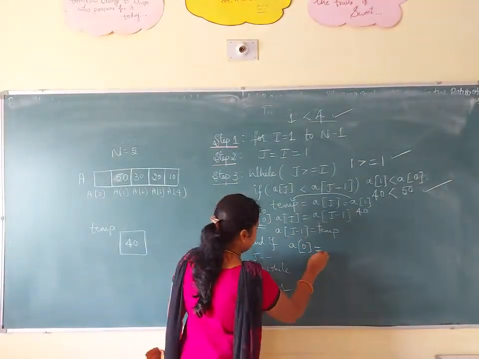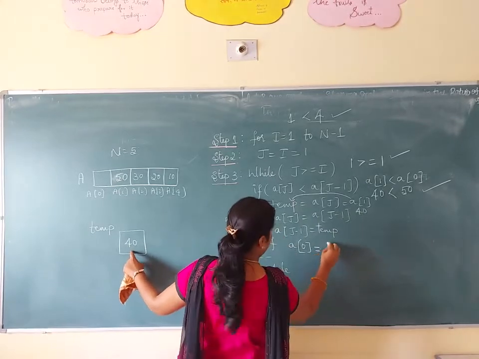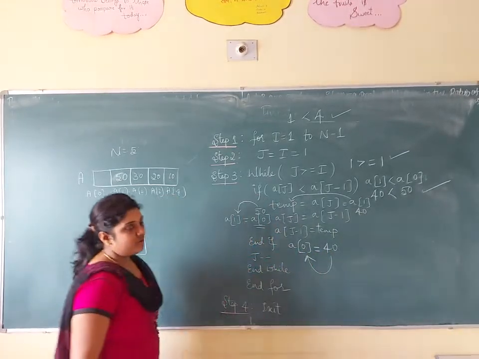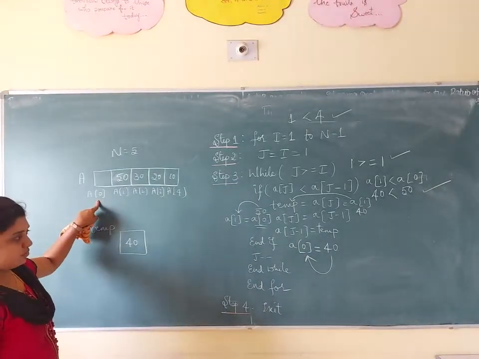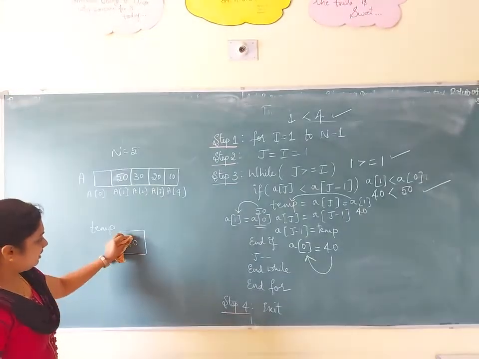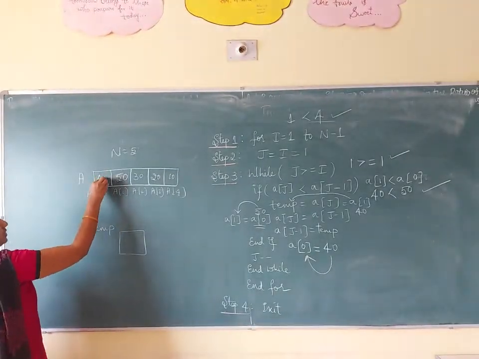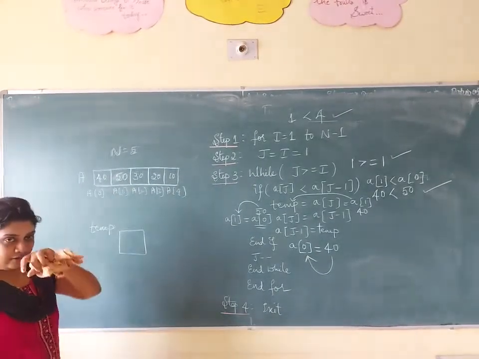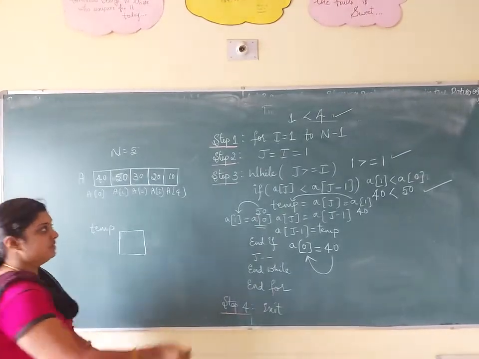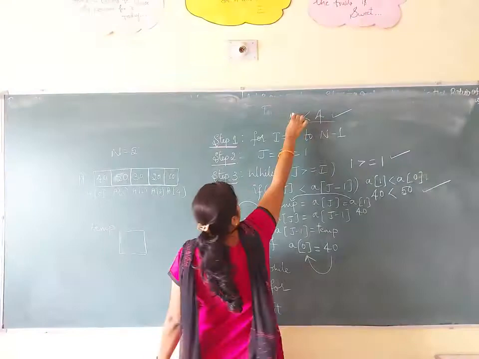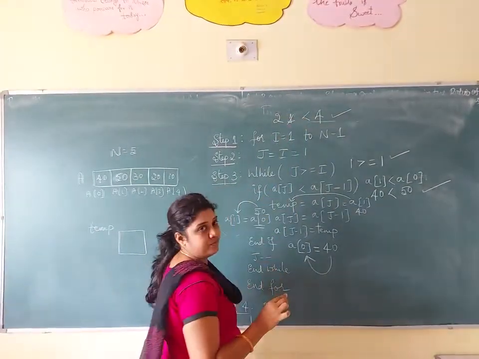Next, A of J minus 1, that is 1 minus 1, you will get 0. It is equal to, see, in temp we have a value that is 40. That will be assigned to A of 0. In the temporary variable, we are storing 40, and that will be assigned to A of 0. Again, what will happen? It will come to the for loop. Now, 1 will be incremented to 2.